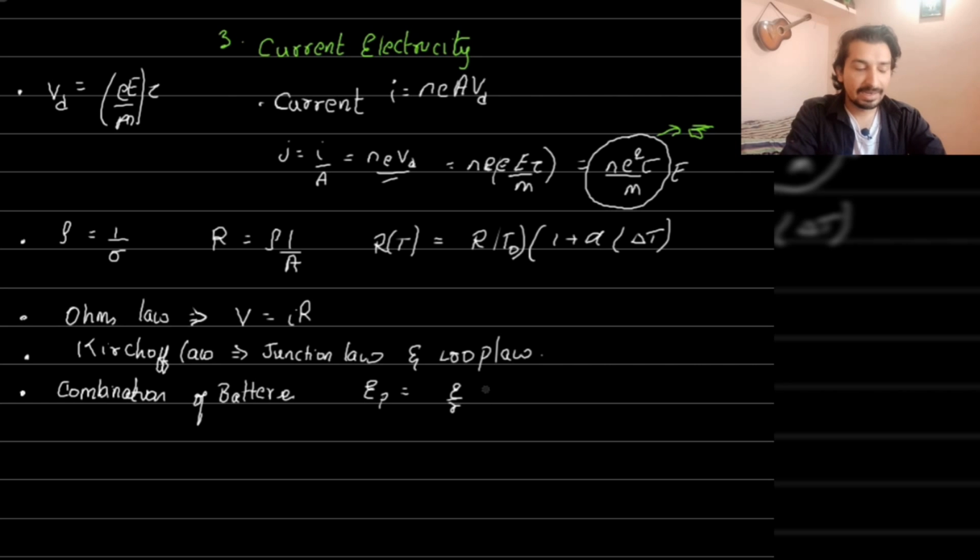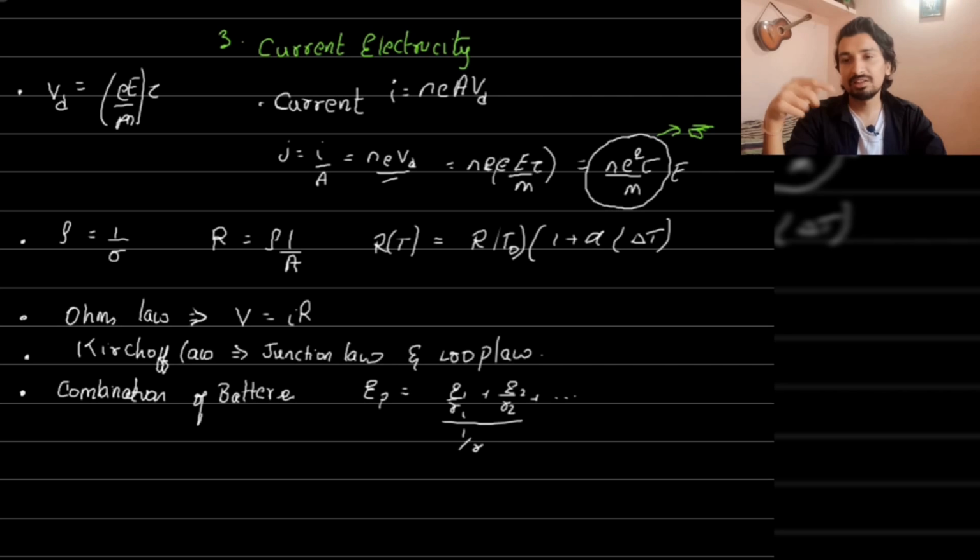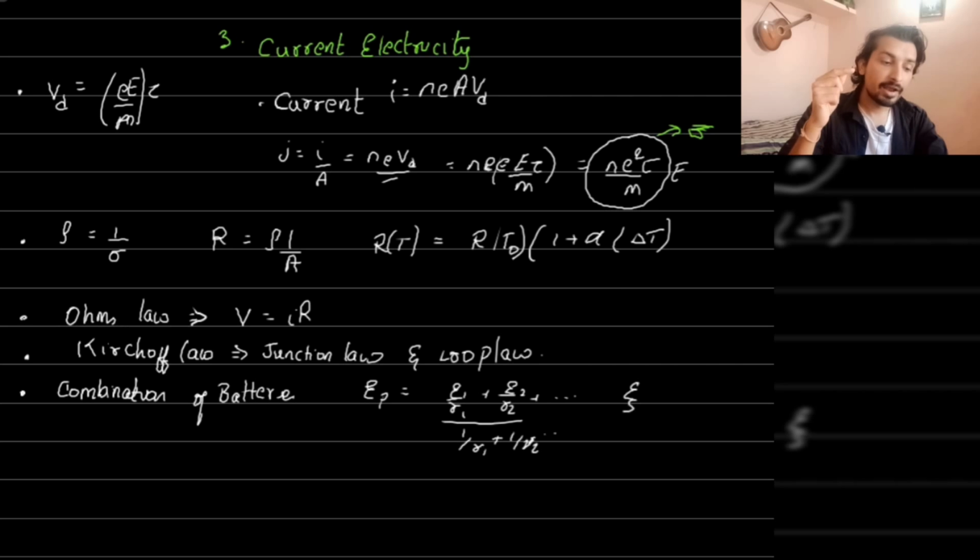Next you have combination of batteries. In a parallel combination of batteries, the EMF is E1 by R1 plus E2 by R2 plus E3 by R3, and so on, for all the batteries. You divide each individual EMF by its internal resistance. Every battery has some internal resistance, okay, and you divide that sum by 1 by R1 plus 1 by R2 and so on, the total over all the batteries. That gives you the EMF of the parallel combination.